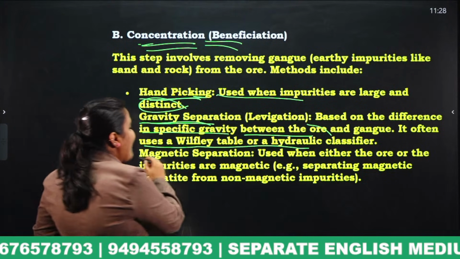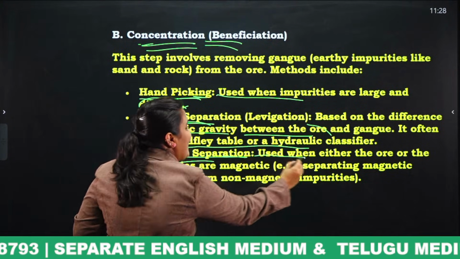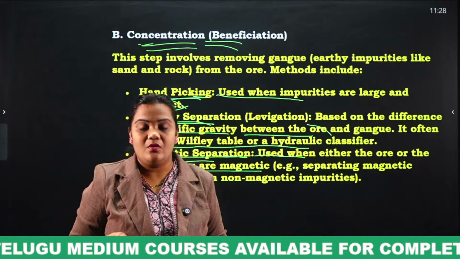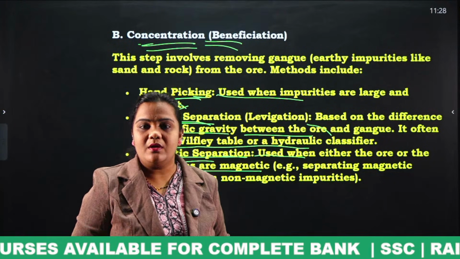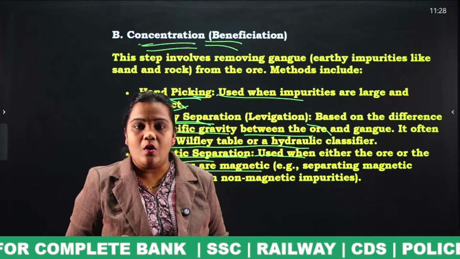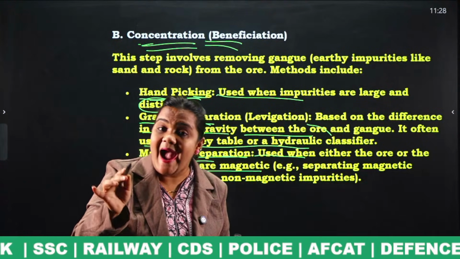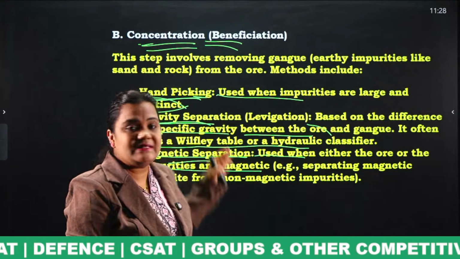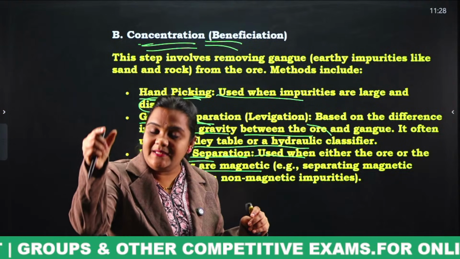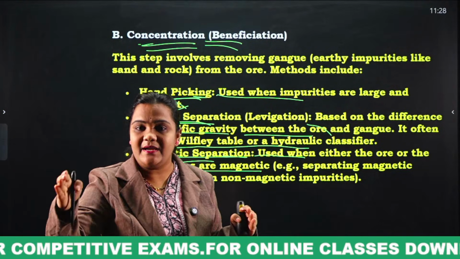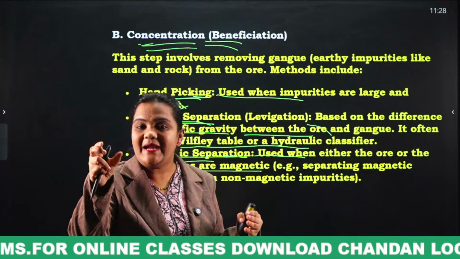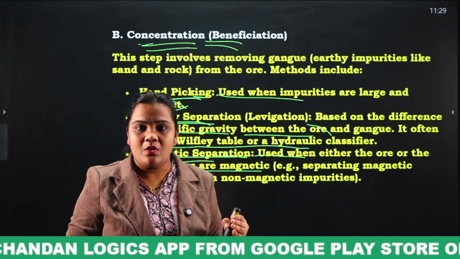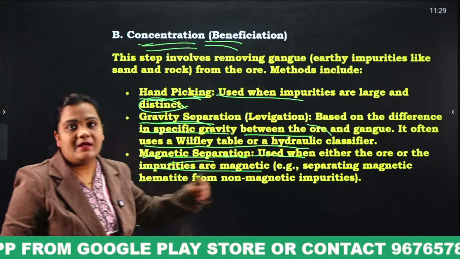And the next one is magnetic separation. It is used when either the ore or the impurities are magnetic. For example, iron ore. What do you mean by iron ore? Hematite. Hematite is an iron ore. If we want to separate the gangue from the ore, one method is magnetic separation. If we put a magnet in that combination of gangue and iron ore, immediately the hematite will attach to that magnet. Why? Because those are magnetic materials. So that is one of the methods.